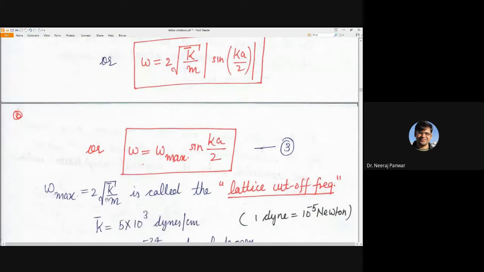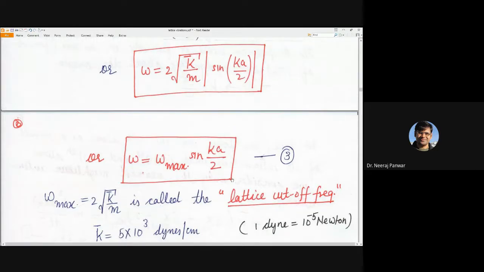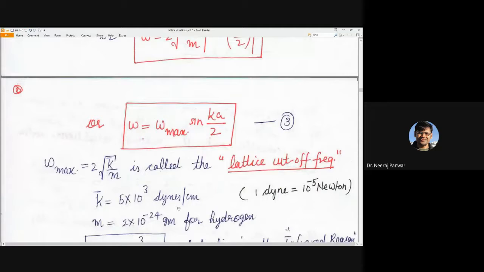Omega max is known as the maximum frequency, or the lattice cutoff frequency. The lattice cannot have vibrations with frequency greater than this. That's why it is denoted the lattice cutoff frequency. इससे ज़्यादा की frequency के lattice vibrations नहीं हो सकते हैं solid में. So this is the maximum frequency.